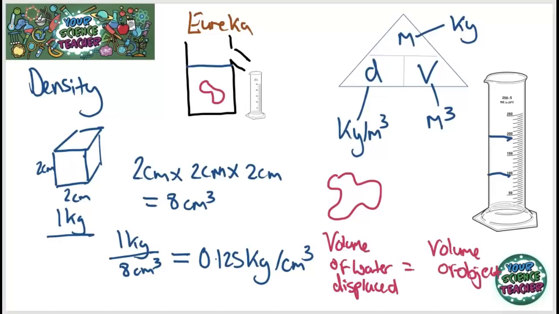Now, the reason why we use water in this experiment is it's quite easy, and we can only use objects denser than water for this practical, because if they're not denser than water, then they'll simply float and you'll get an inaccurate measurement for the volume.